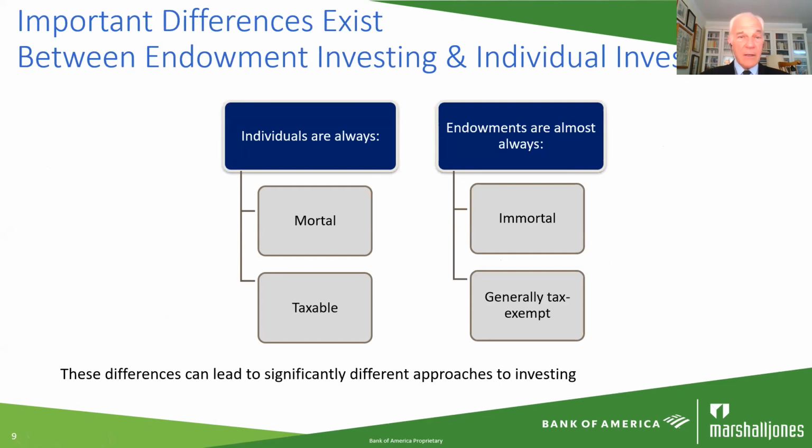So when we talk about this, now we bring it to you. And there are two big kinds of differences between endowment investing and individual investing. For many of you, you may be successful individual investors, you may be successful in your businesses, but you are always, first of all, mortal, and second, you are always taxable. Endowments are almost always, as I've said, perpetual or immortal and generally tax exempt. And this will influence the way you're thinking about investing and approaches to investing. So next page, please.